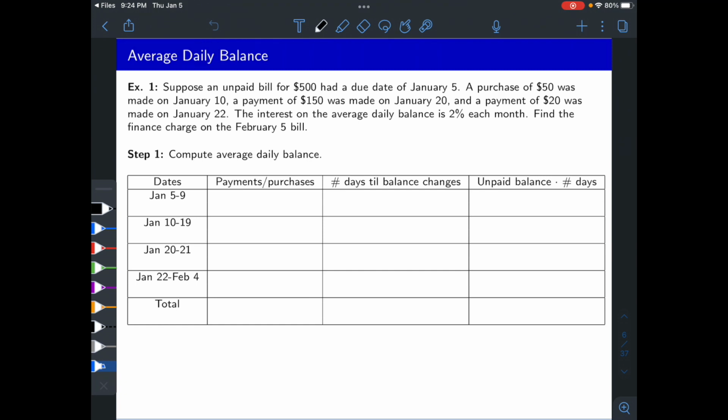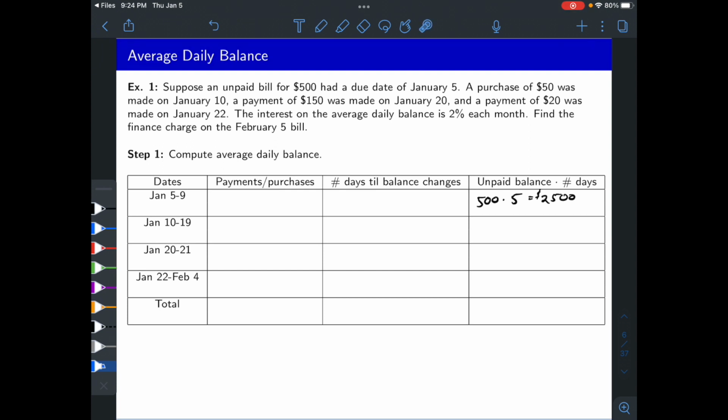So from January 5th through 9, the balance is just going to be $500. So the unpaid balance is just $500. And then from the 5th to the 9th, 5, 6, 7, 8, 9, that's 5 days. So we're going to do 500 times 5, which is 2,500 total dollars.